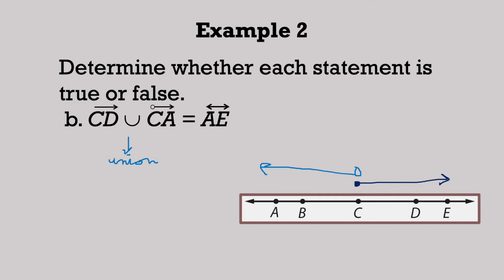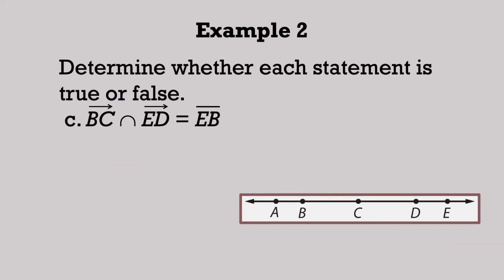So if you put these two lines together, are you going to get a giant line that you can call AE? Are all points accounted for? Well, A is accounted for, B is accounted for, and everything in between. C is accounted for, D is accounted for, and E is accounted for. So all of the points are accounted for, which means that this is true. It's a true statement. So this point right here filled in the gap from the other half line.